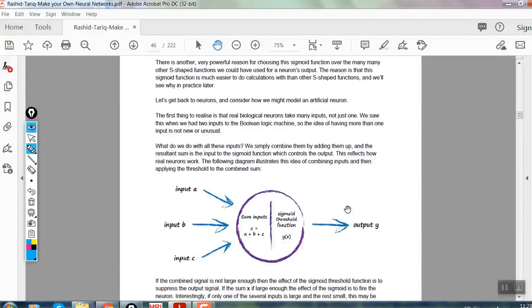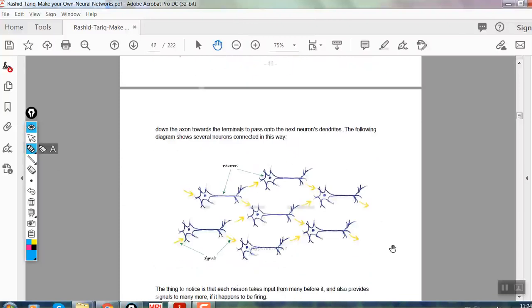For example, if we have a neuron in a neural network like this, and we have 3 inputs, we calculate the summation of the inputs A, B, and C, and then pass it through the sigmoid function, and finally we have the output Y.